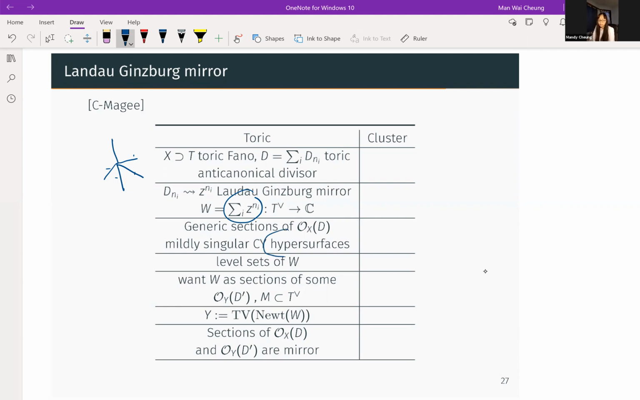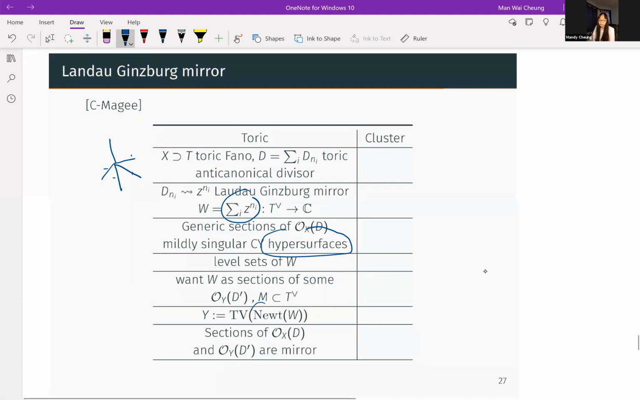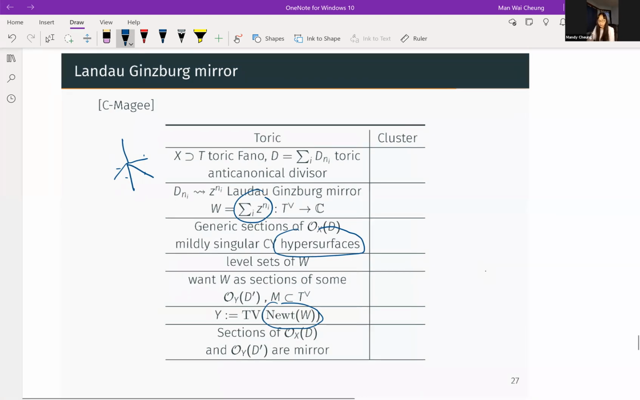So we look at the hypersurface, which we see as the level set of our potential. And then to look for the mirror space, we look at the Newton polytope of our potential, and we look at the toric variety of that polytope.